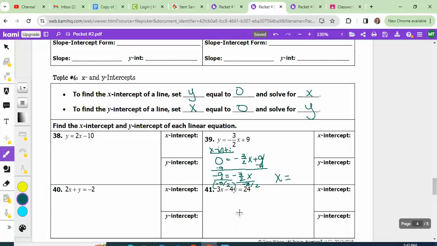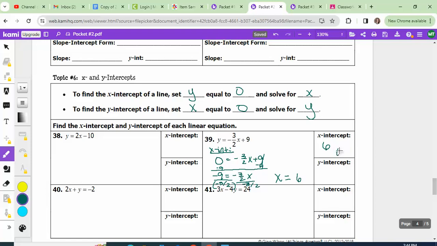So you have -9 equals -3/2 x, and then what? We're dividing by the -3/2 to get x by itself. So it's -9 divided by -3/2. And what do we get for that? You can put the -3/2 in parentheses if you're plugging it in your calculator. So -9 divided by parentheses -3/2, and we should get 6. So my x-intercept is 6. We hit the x-axis at 6.